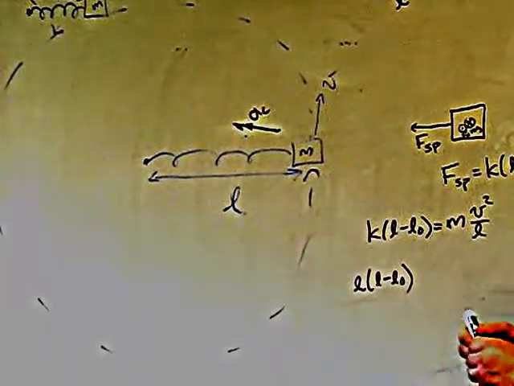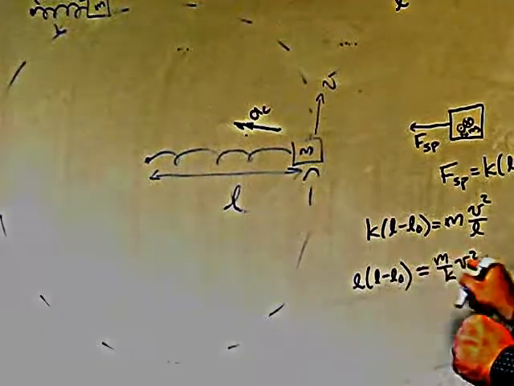I'm doing this foolishly. I'm not doing it that foolishly. We'll see in a moment. L minus L naught is equal to M over K V squared. But here's the problem. What is V? We don't know V. If I gave you an answer in terms of V, I would go and circle it and say not given. What is V?